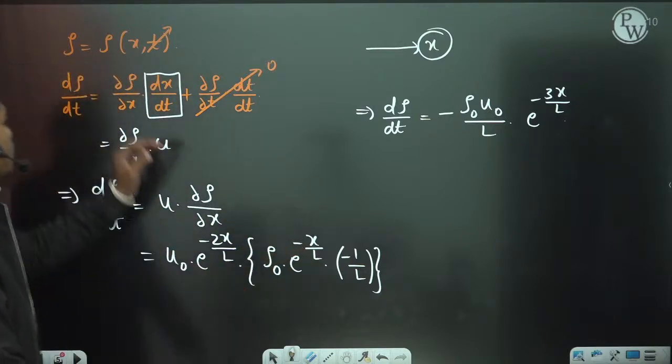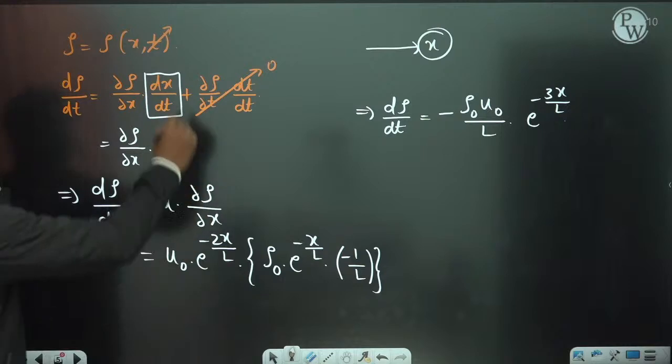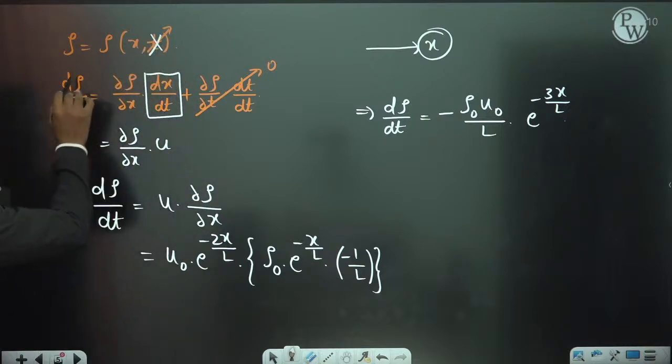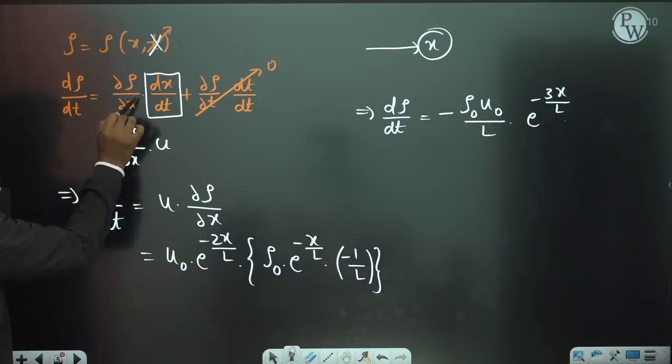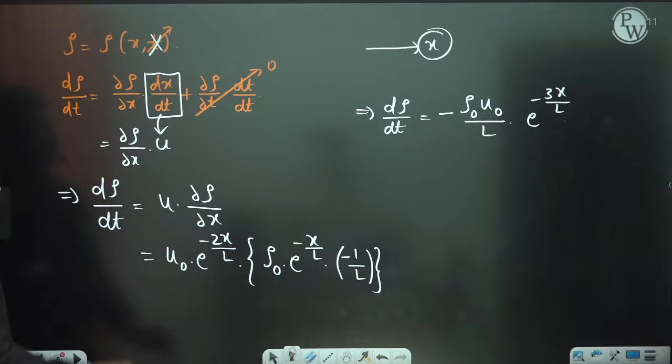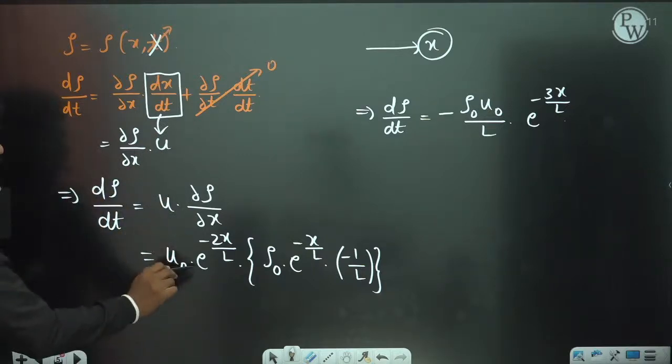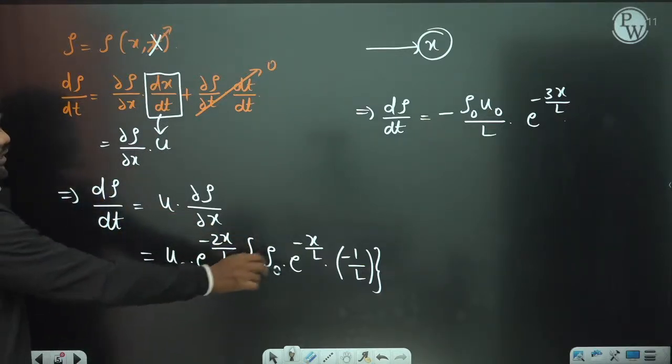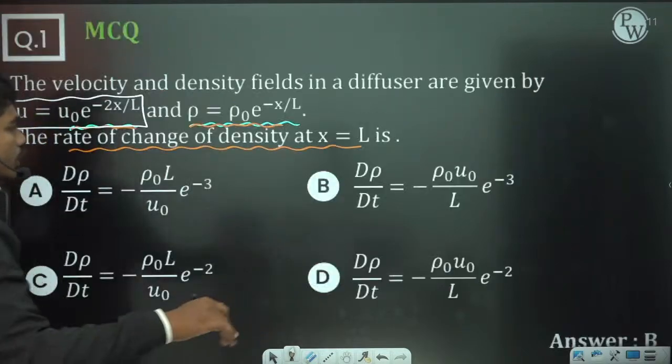Because they have given you density as a function of x, there is no time dependence. So when this is a function of x, if you write d rho by dt, this is equal to dou rho by dou x into dx by dt. This dx by dt is nothing but the velocity u. So u into dou rho by dou x: the u expression is given, and dou rho by dou x we have calculated. This is the expression.